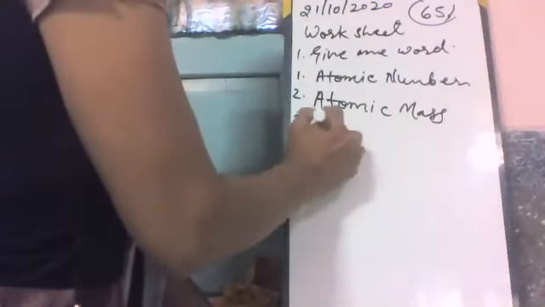Atoms having the same atomic number but different mass number are known as what? They have the same atomic number but the mass number is changed. It means the number of neutrons is changed. What is the one word for this? It is isotopes.